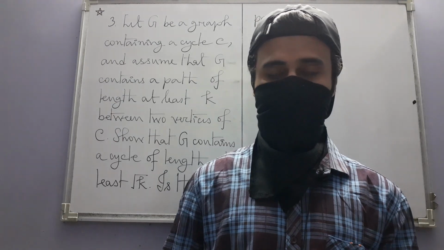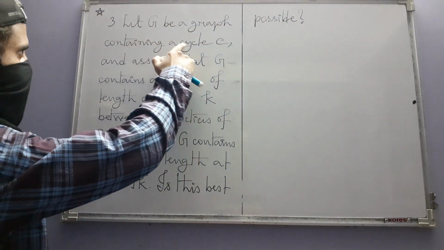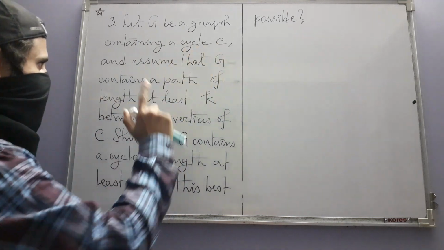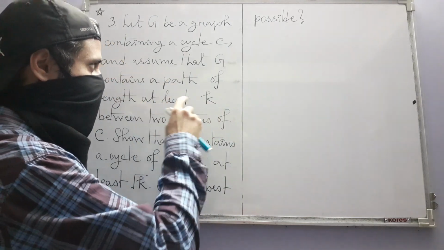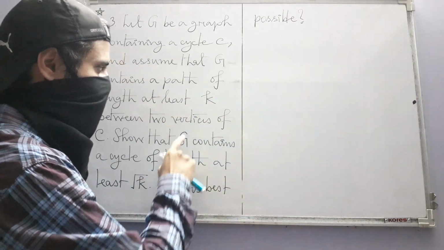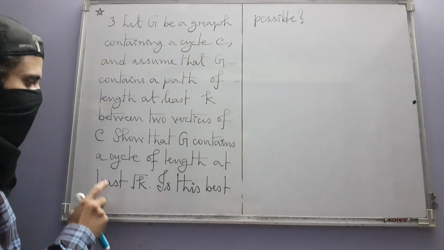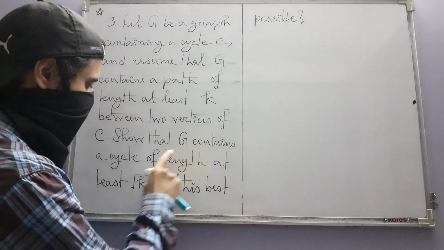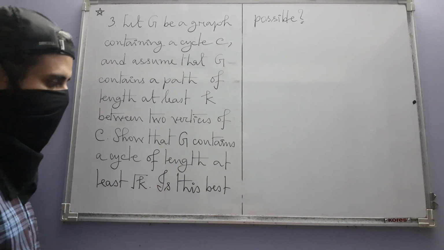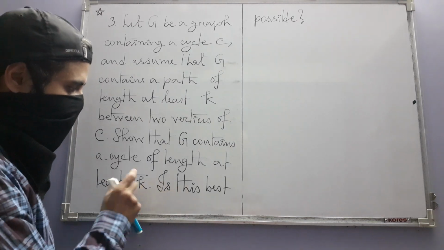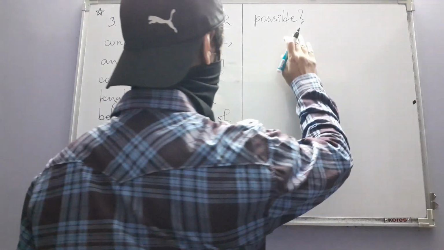Next, exercise 3. Here we have a graph G that contains a cycle C such that there are two vertices in C that are joined by a path of length at least k, and that path of course is a path in G. Then we have to show that G contains a cycle whose length is at least square root of k, and also is this the best possible bound. So let's see the solution.